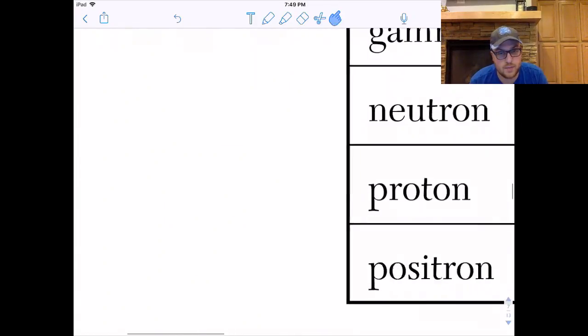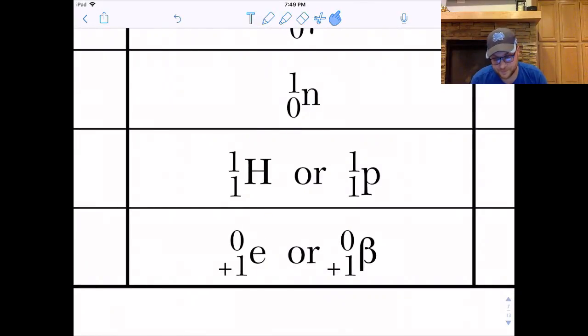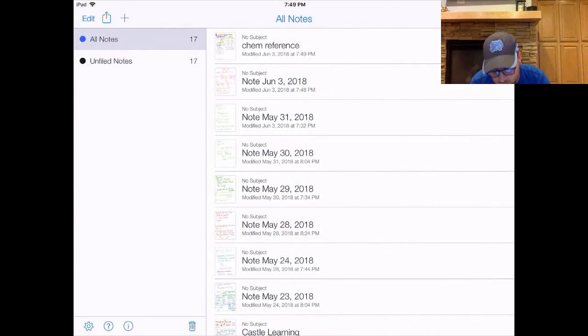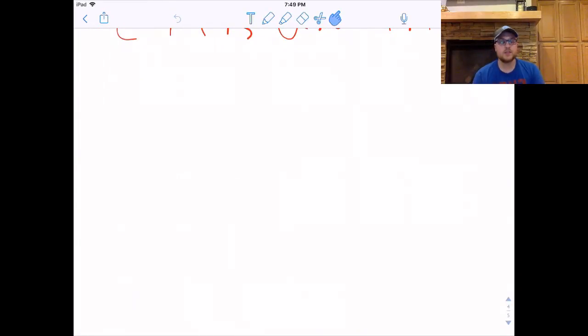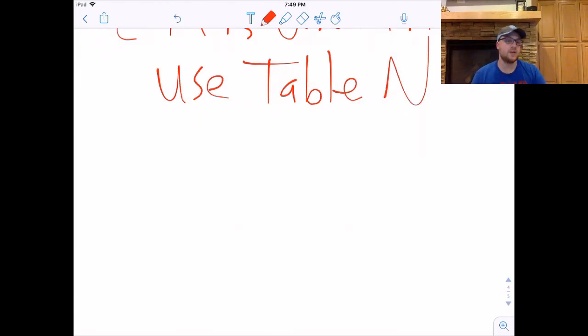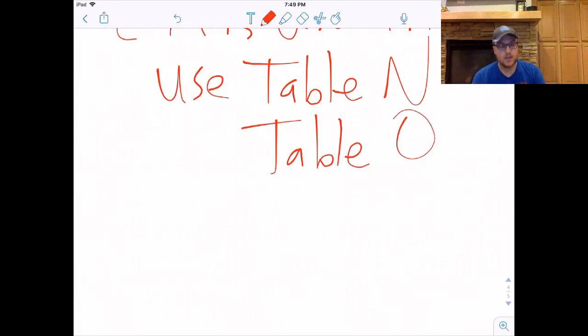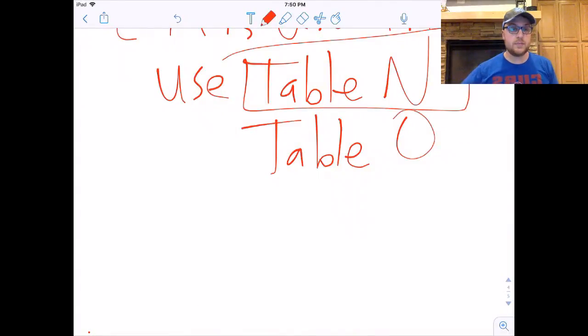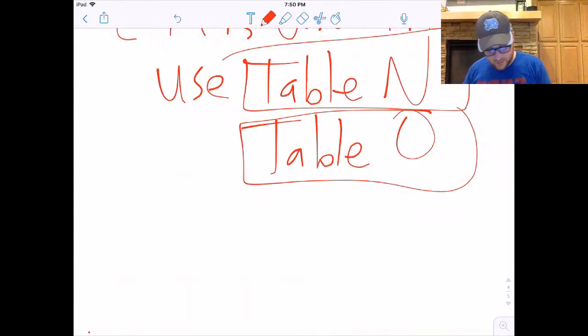And the biggest thing you're going to need to be able to do with these is predict using table N. It'll say which one of these is positron decay. So if you see that, you've got to use table O. You might need to use a combination of these 2 tables. It'll give you a list of particles and ask what the decay mode is for these particles. For that one you need to use table N. And then when they give you the symbols on table N, you might need to look up what they stand for on table O. So you need to use a combination of these 2 tables.